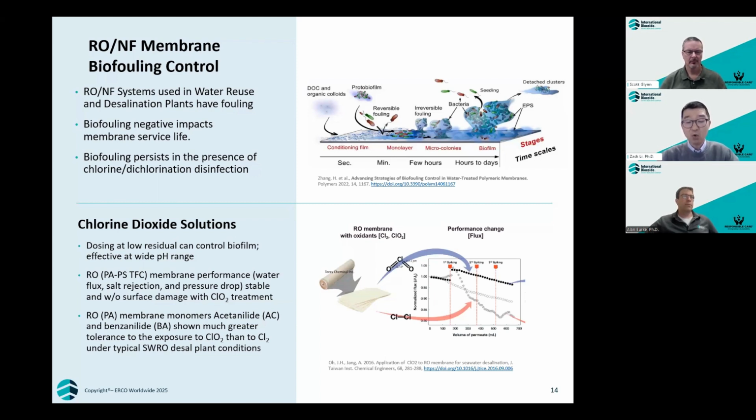downstream RO/NF units. This is done not only for biofouling control, but also for control of transition metal ions, including iron and manganese. This can prevent damage to the membrane materials. More recent studies have shown that using chlorine dioxide to sanitize compatible membranes can lead to much longer operational time than by using chlorine treatment. Next slide, please.